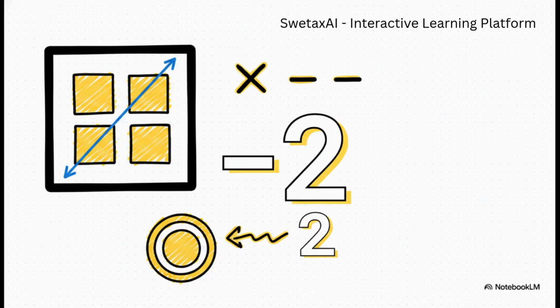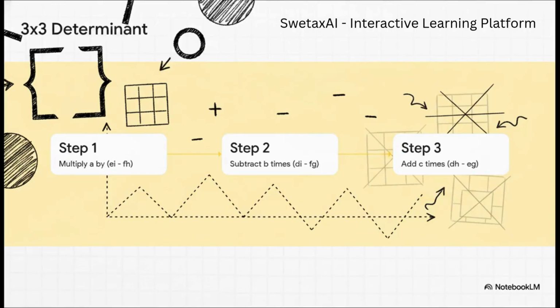Pretty straightforward, right? Now let's see how this builds into the 3 by 3 determinant shortcut formula. This is a multi-step expansion, so stick with me. To find this determinant, we expand using the top row. That's elements A, B, and C. Step 1. Take element A, mentally delete its entire row and column, and multiply A by the determinant of the mini 2 by 2 matrix left behind. That gives us A multiplied by the quantity E times I minus F times H.